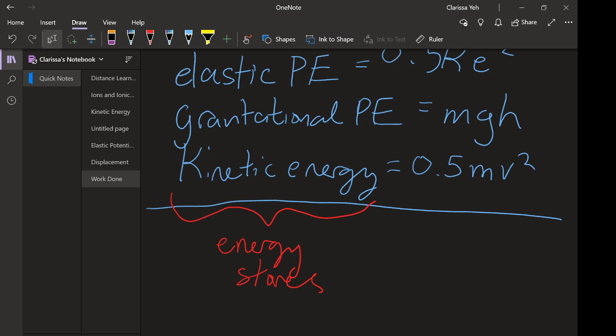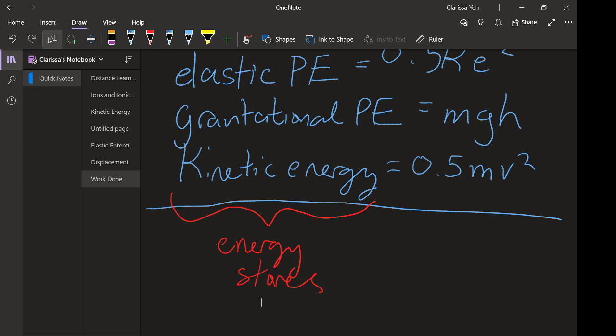So these three are examples of energy stores, which is all to do with how energy can be stored in one specific object itself. But there are other types of energy that are all to do with how energy can move from object to object. We call that movement of energy, energy being transferred.